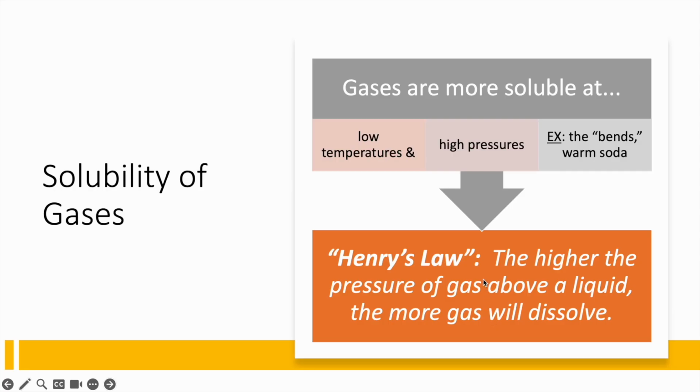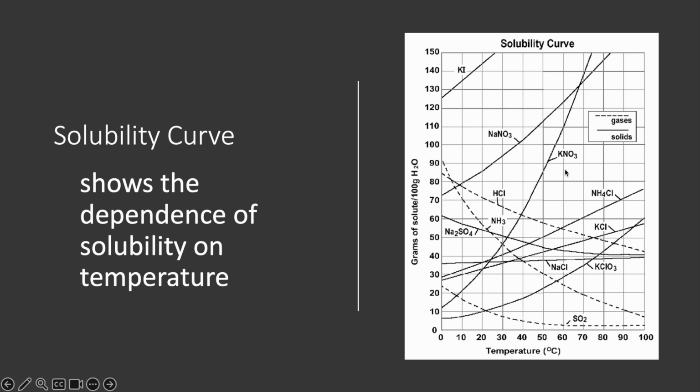So if you take a look at the graph, you're going to see that gases are more soluble at low temperatures. This is opposite, right? So back to this graph, look at these right here. NH3 is a gas, ammonia. Ammonia solubility goes down as it gets warmer.